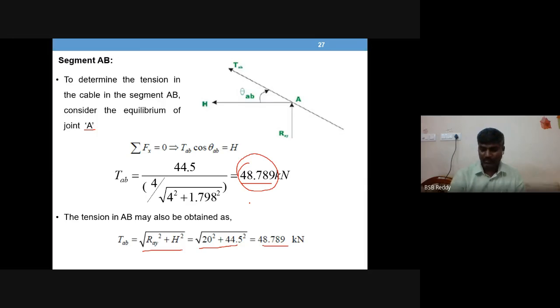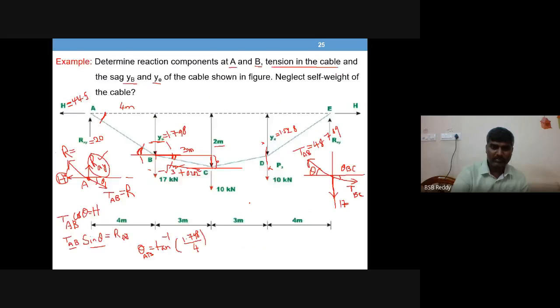So practice this problem many number of times until you are able to solve this on your own, right?